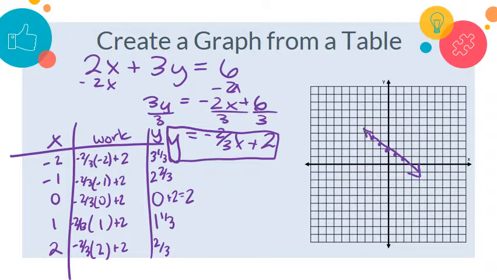We've got a linear equation, so connect the points and add your arrows. So again, your 5 steps. Step 1, isolate the y. Step 2, choose your x values. Step 3, substitute them in. Step 4, evaluate. And step 5 is to graph. Those steps are in your notes or check Google Classroom.